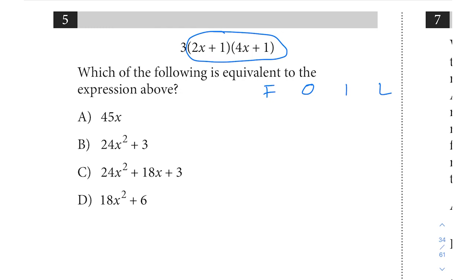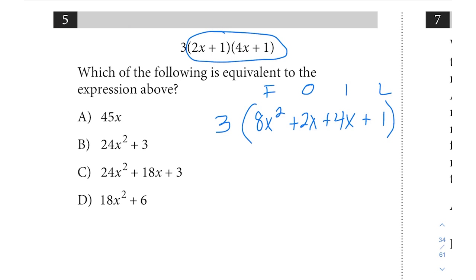If we go to FOIL these, we do our first terms. I'll write it out over here, but we'll have 2x times 4x, which would give us 8x squared. Our outside terms, 2x times 1, give us a positive 2x. Our inside terms, 1 times 4x, give us a positive 4x. And our last terms, positive 1 times 1, give us 1.